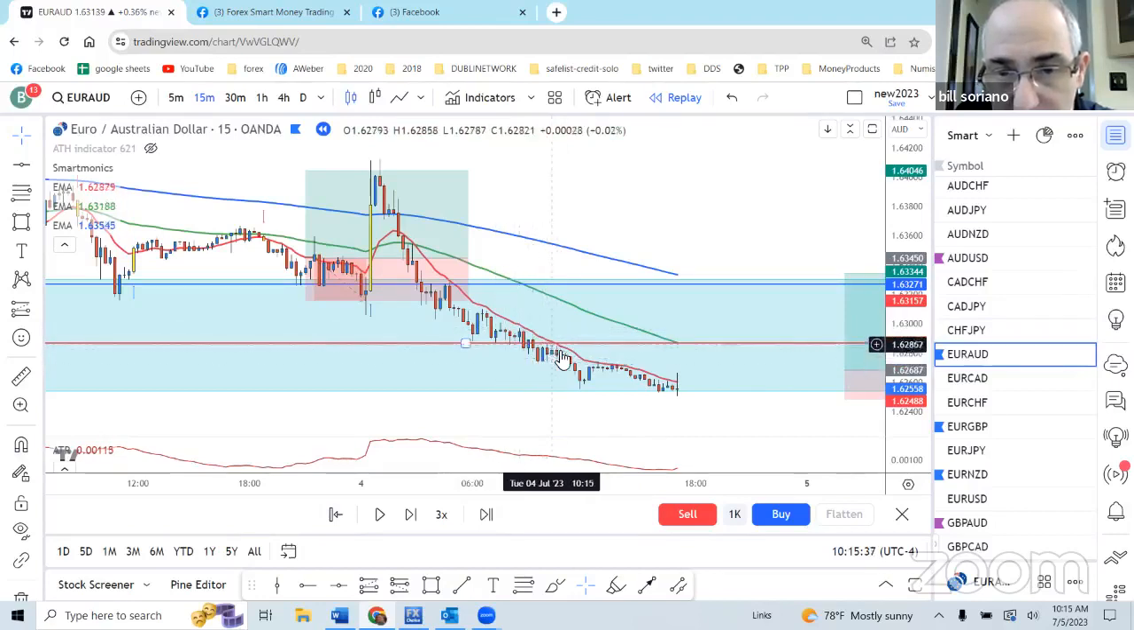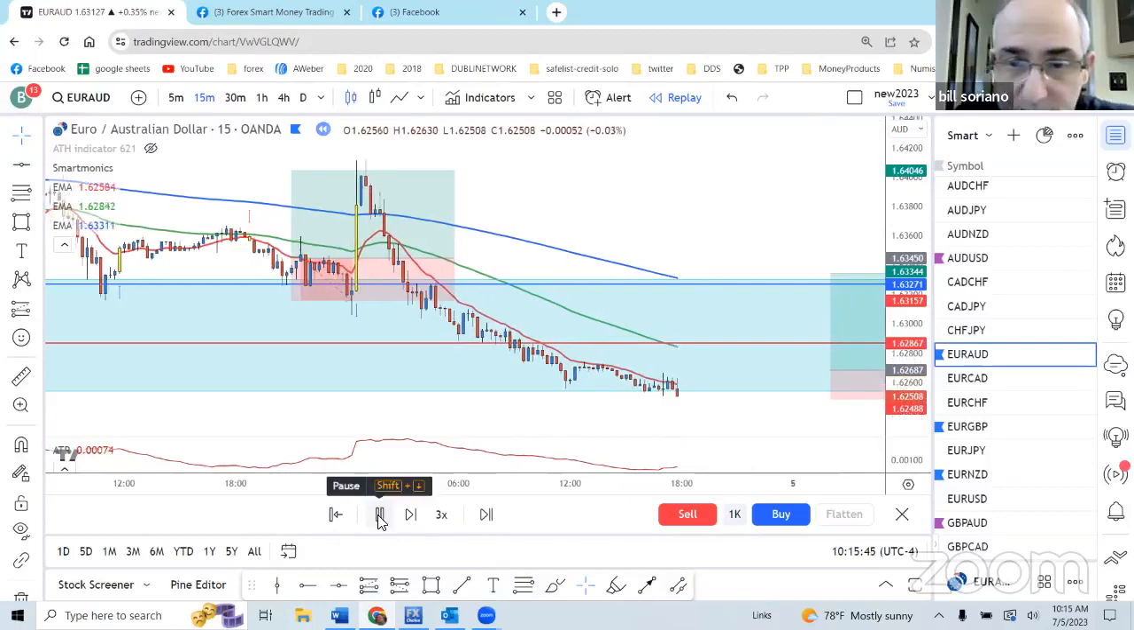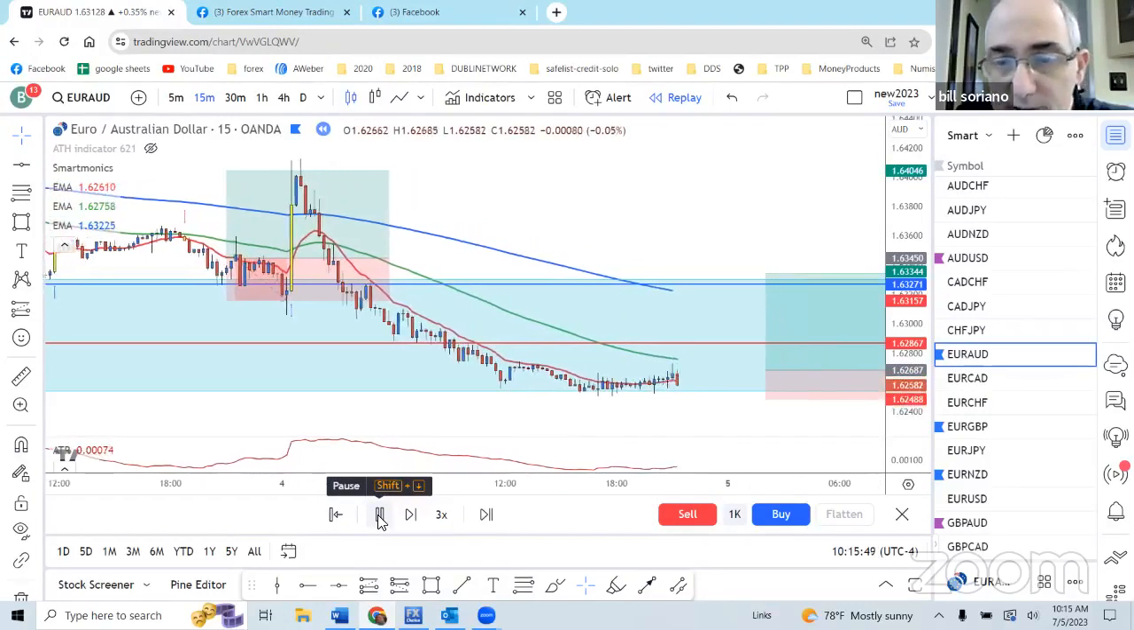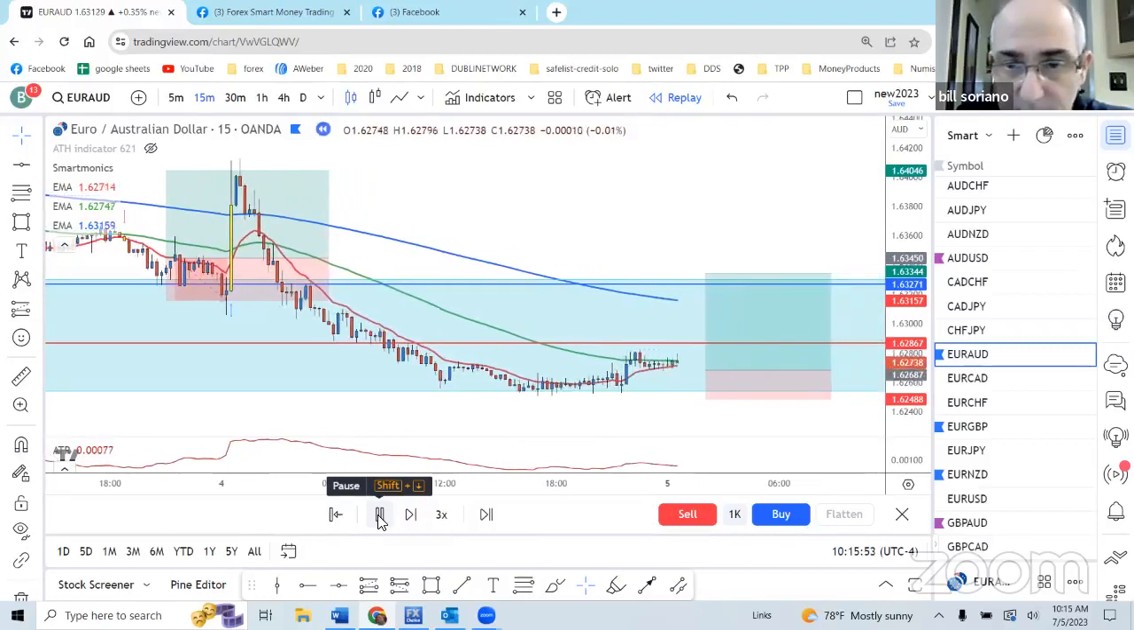Because we have this pullback, we have a move down, the break structure. Now we need that breakup structure to the upside to tell us it's safe to take this trade, right? Because otherwise it could just keep moving down. Okay, so you see price just kind of moving along here, right?